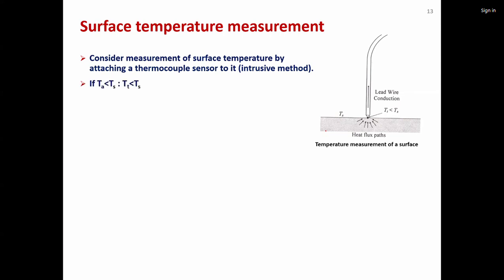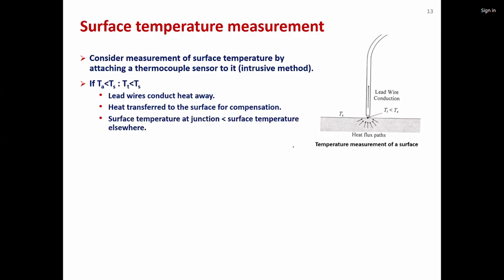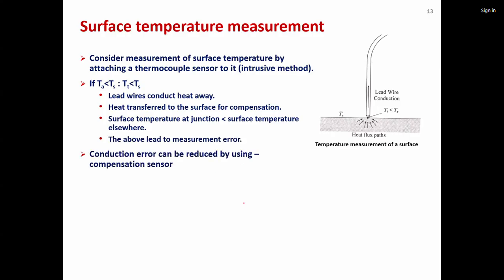So it says that if the ambient is less than the surface temperature, then the temperature that you measure is less than the surface temperature. And this is attributed to the fact, as I said, that the lead wires will conduct heat away. When the lead wires conduct, the heat is transferred to the surface for compensation, and that introduces error. So the surface temperature at the junction is less than the surface temperature elsewhere. And this leads to measurement error.